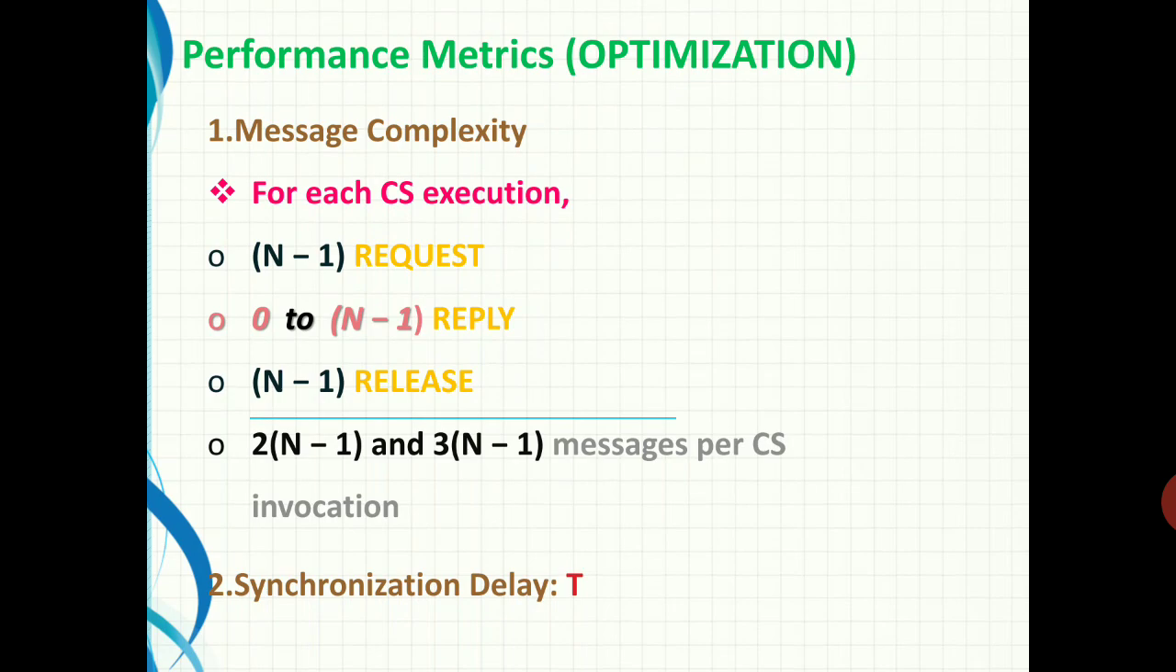It may range from 0 to n-1. If all the reply messages can be avoided, then it will be 0 reply messages. Or if all the nodes need to send the reply message, then it will become n-1. So the total number of messages per critical section is between 2 into n-1 and 3 into n-1. The synchronization delay is also T.